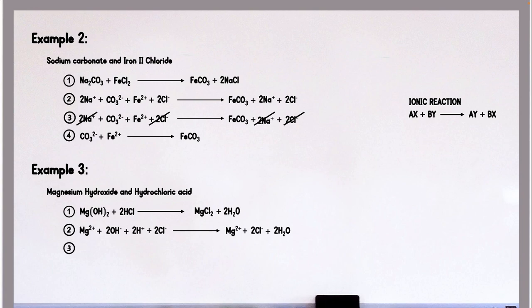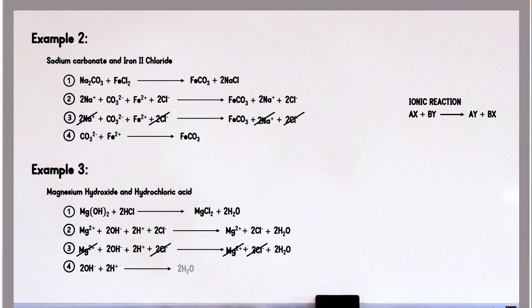The next step is to eliminate all of the ions that are the same. So let's rewrite. We're going to eliminate magnesium with magnesium, chlorine with chlorine. And the final step is to just write what is left, which will be hydroxide plus hydrogen will give you water. And that is your ionic equation. Okay? So let's take a look at another example.